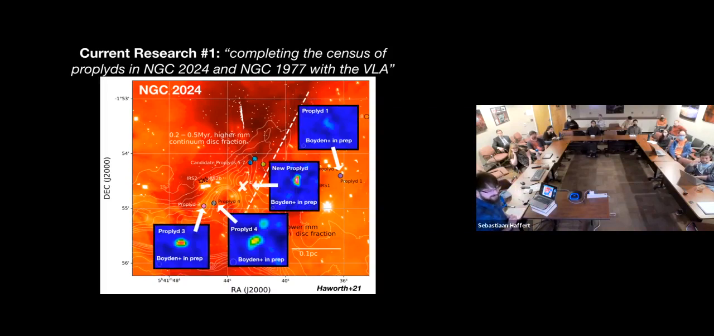My VLA observations have mapped the entire regions of NGC 2024 and NGC 1977 over multiple radio continuum bands. And these data are going to enable me to identify all disks in these regions that are emitting strong free-free emission indicative of proplyds. I'm showing example VLA images of proplyds on the slide here, and I've already found new ones in NGC 2024, showing that external photoevaporation is really prevalent in this young stellar cluster. So I'm excited to continue looking through this data over the coming months and years.